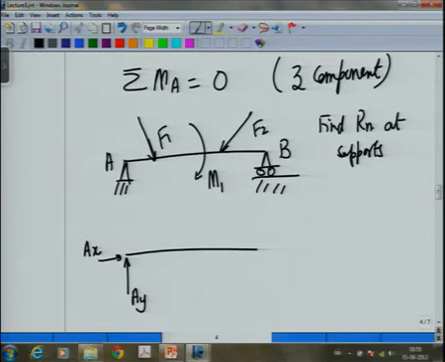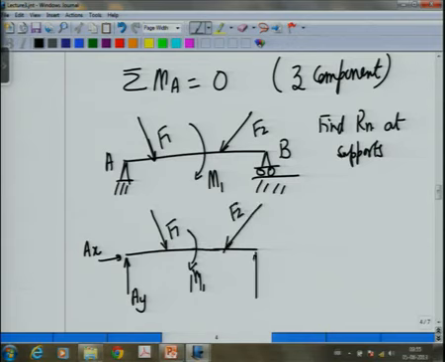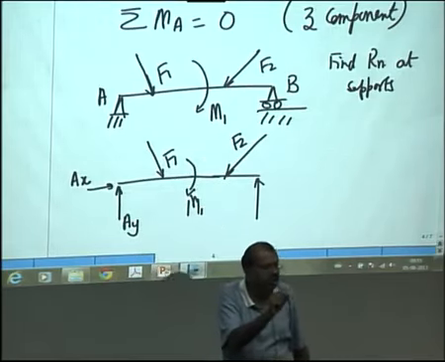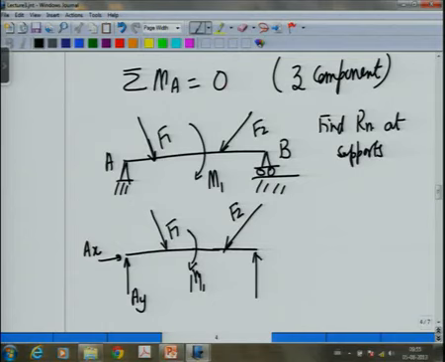Then I come to this point, I will show F1, then I will show M1, F2. Now, at B, what I see is there is a joint with a roller support. That means I will have forces only in the y direction, because if a force is applied at point B by the support in the x direction, the roller will move. So, therefore, there will be no force in the x direction. So, at B I will get only By.